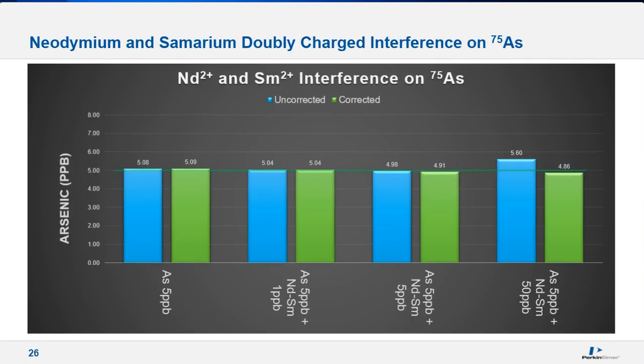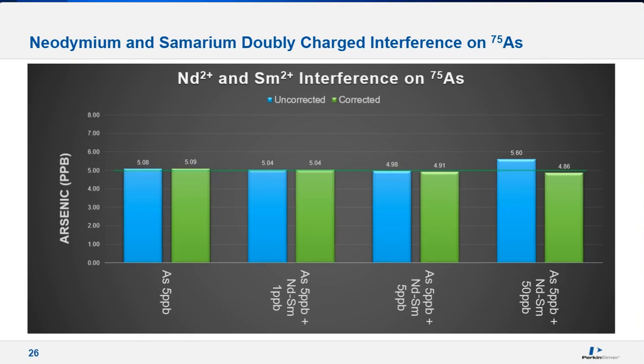So here is the result of corrected and uncorrected neodymium and samarium doubly charged on arsenic 75. As you can see, there isn't any significant interference until both the neodymium and samarium are in the high parts per million in the digestate. Note that they both interfere at relatively similar levels, with 100 ppb total of the two rare earth elements resulting in only approximately a 10% bias in the arsenic results. Note, for all samples I tested, arsenic concentrations were higher than 5 parts per billion. It was rare for neodymium and samarium to be in the high parts per billion. Very rare to see it at all.